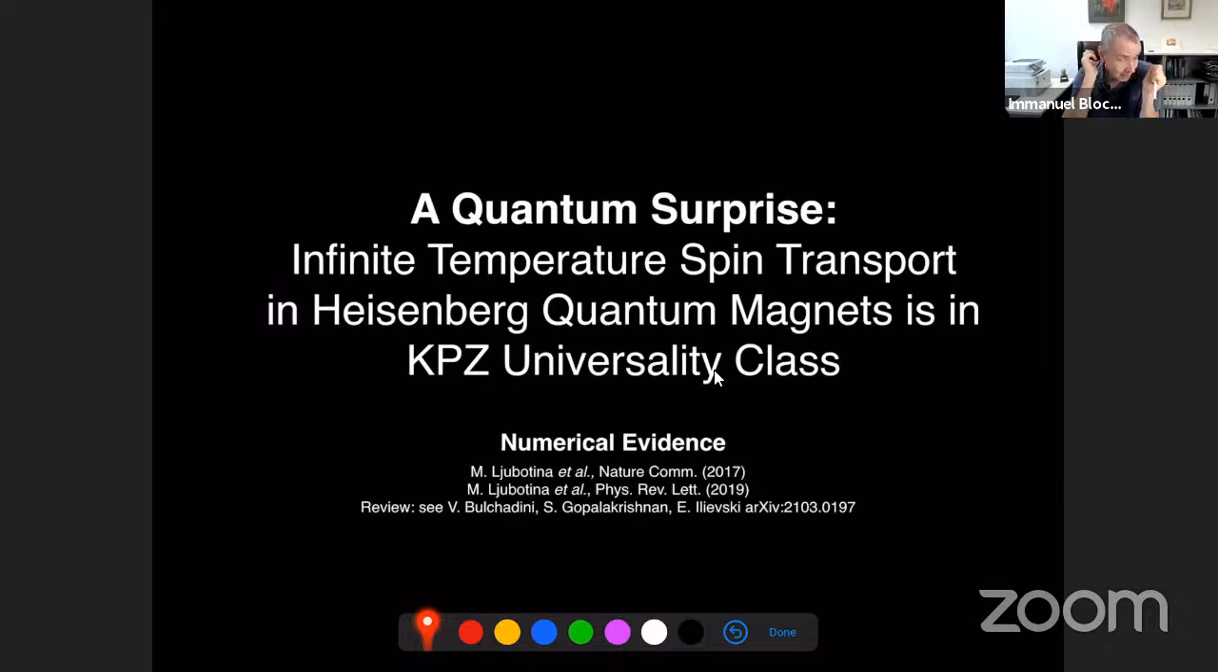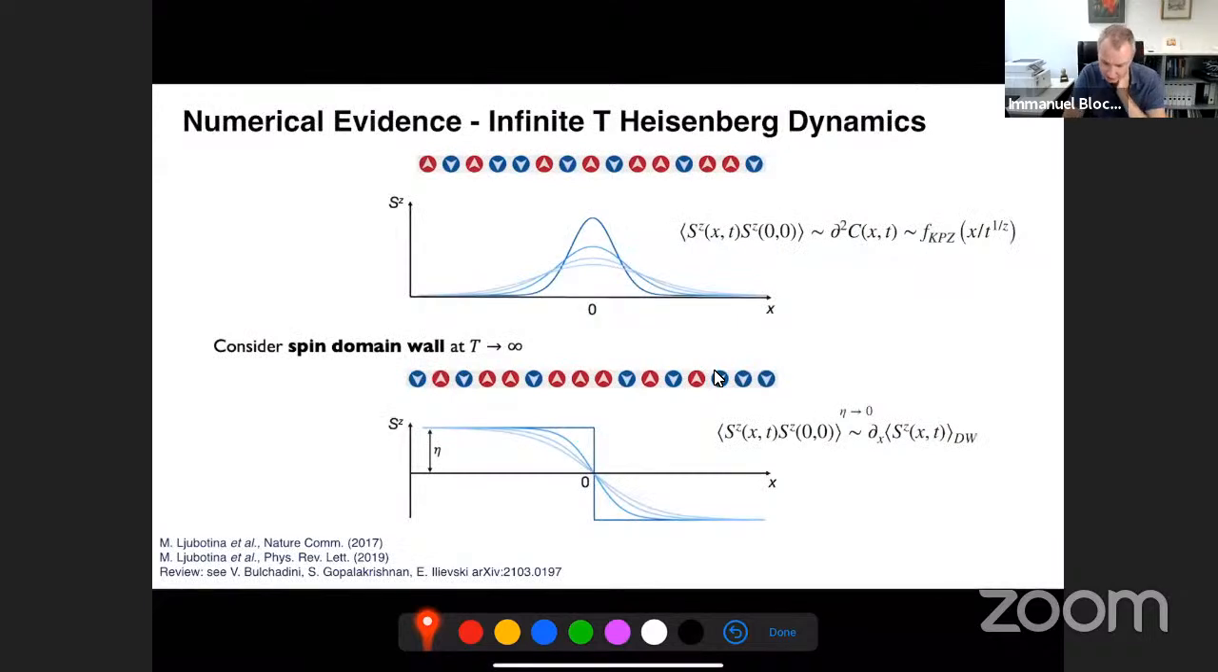Okay, so everything I've been telling you, why am I telling you about this classical physics process? I mean, this is all classical physics. There was this quantum surprise actually in 2017 and 2019 by papers from Thomas Prosen's group, who found out that actually infinite temperature spin transport in Heisenberg quantum magnets also seems to follow this KPZ universality. So the first example for a quantum system that also shows this KPZ universality. That was quite striking. So what was the evidence?